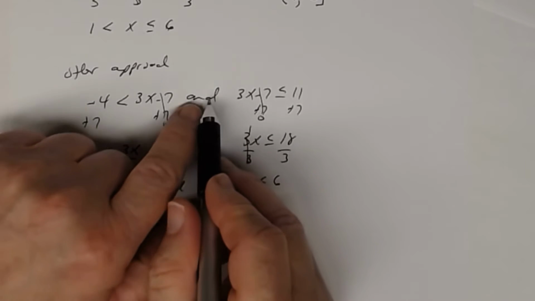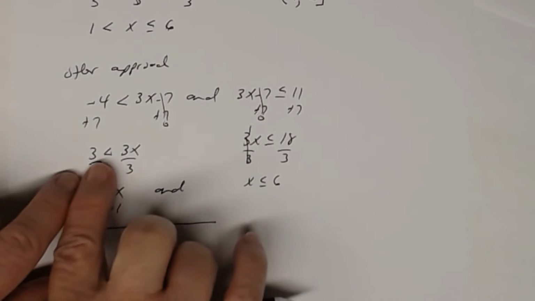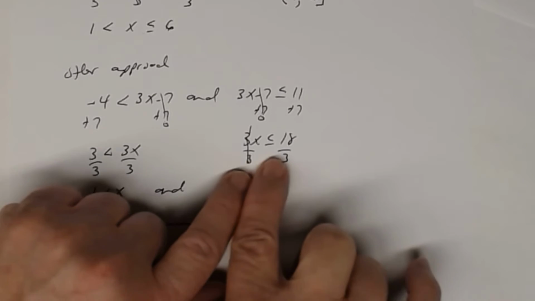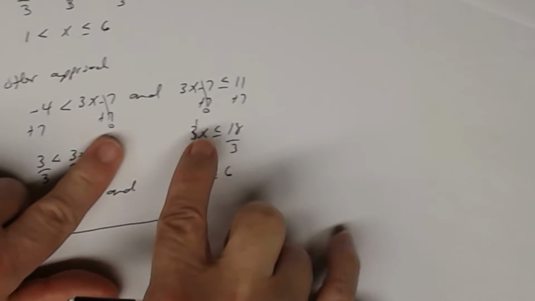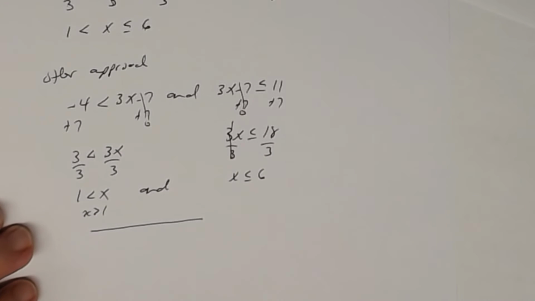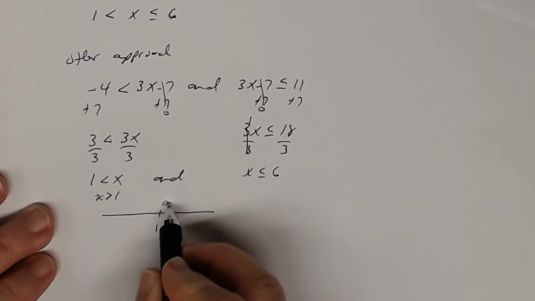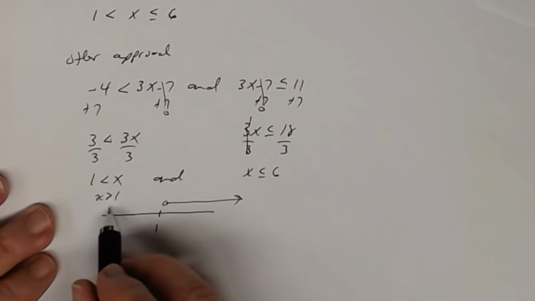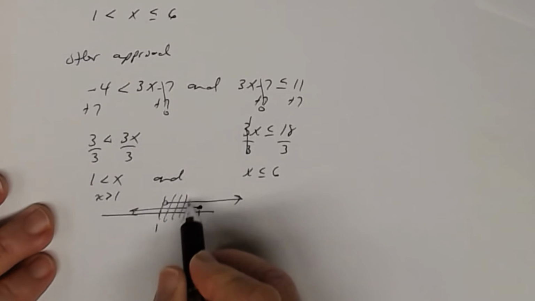But remember, this is an and statement. So we have to find out which solutions here, and at the same time, which solutions here, will make this compound, this and statement, a true statement. So that's where you looked at each graph individually. So here's 1, open circle going to the right because it's greater than. Here's 6, closed circle going to the left, and that's where you had to look at the intersection.